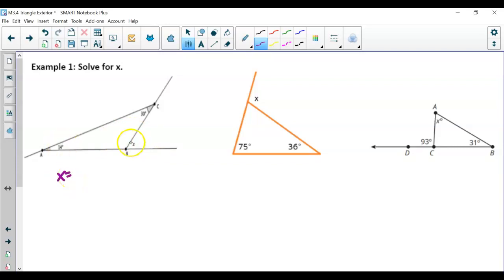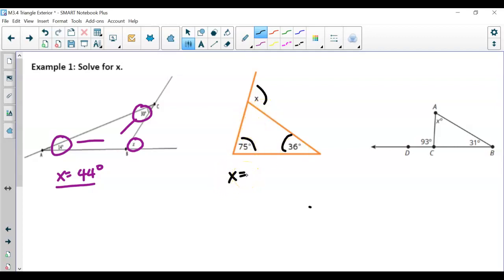Or these two angles, notice, are remote. They're opposite from the exterior angle that we are looking for. So all we have to do is just add them up and get 44 degrees. Same thing here. Notice again, these two are remote to this exterior angle. They're the opposite, right? Not the linear pair. So all we have to do is add them together and you do get 111 degrees.